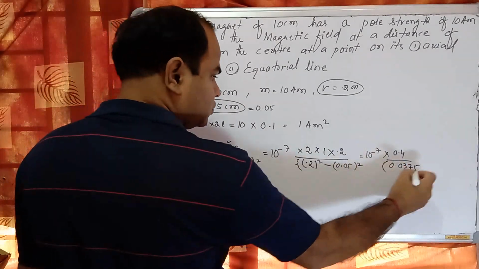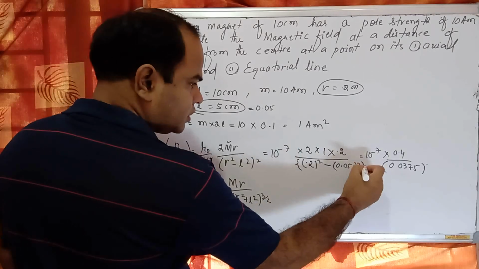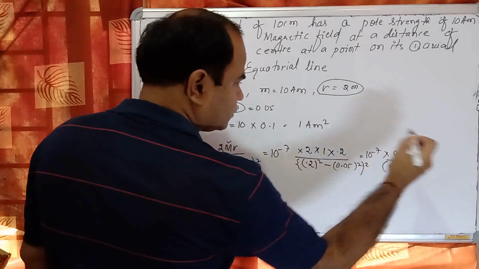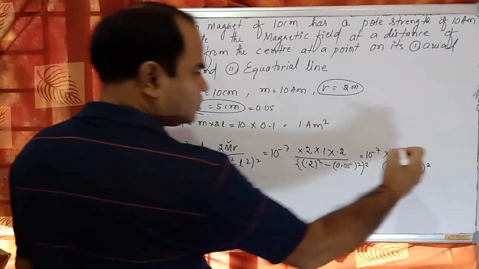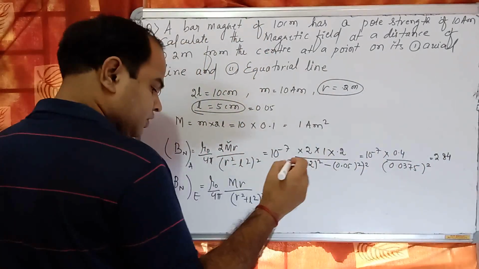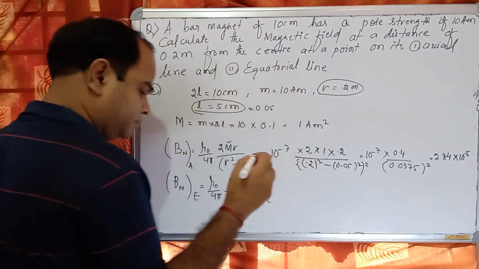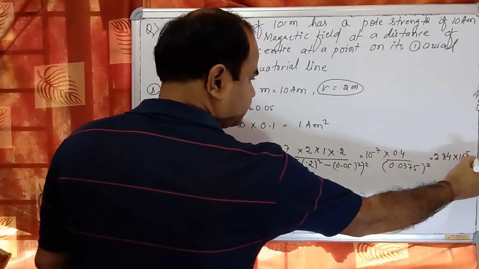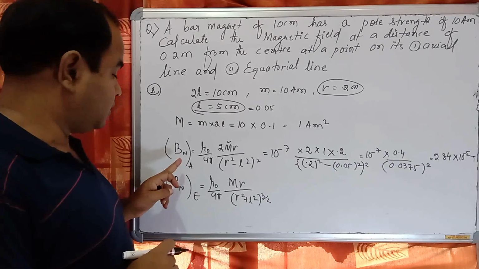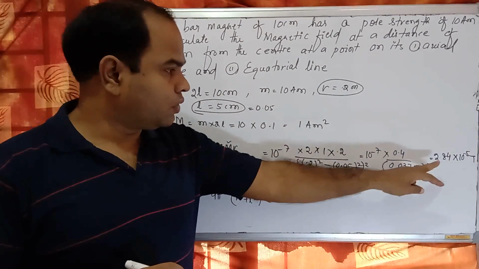Okay. Then the whole square, take the whole square, and the value will come out to be 2.84 into 10 to the power minus 5 Tesla. Okay, so the net magnetic field on the axial point is given, the answer is 2.84 into 10 to the power minus 5 Tesla.